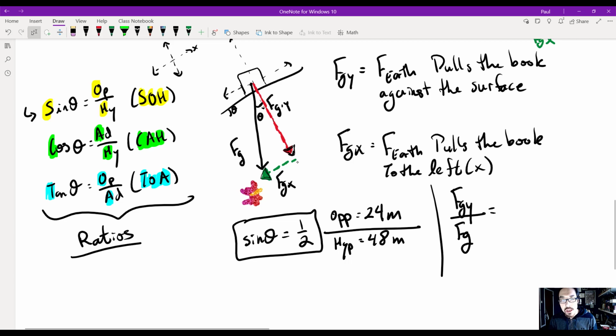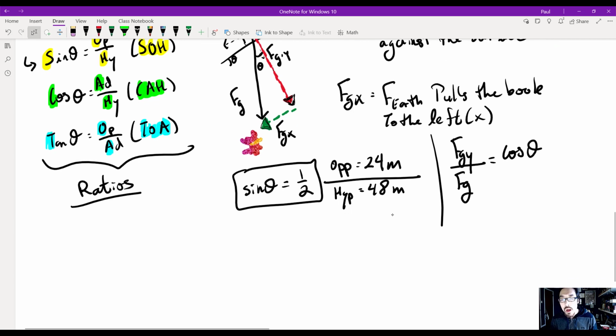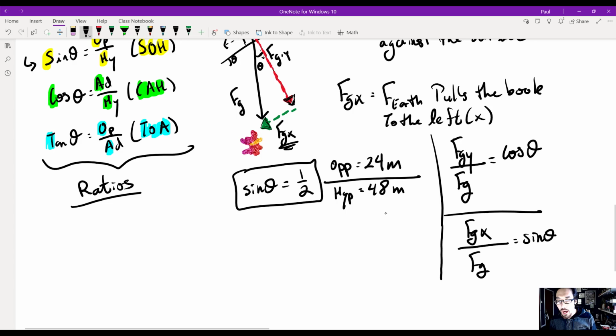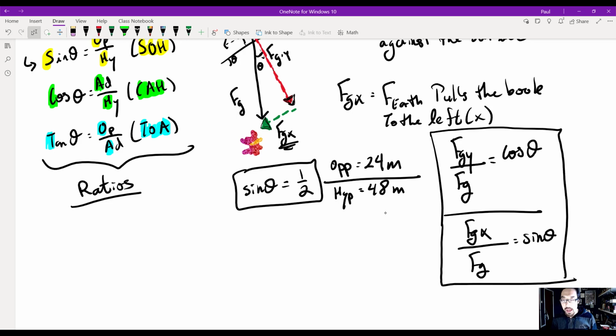FGY is the adjacent side, which is equal to cosine of theta. For our drawing here, we see that FGX is opposite of that angle, right? It is as far away from that angle as possible. We call that FGX over F of g, which is equal to the sine of theta, right? So this gives us the ratios for our sides, just in case we need to find FGY and FGX.